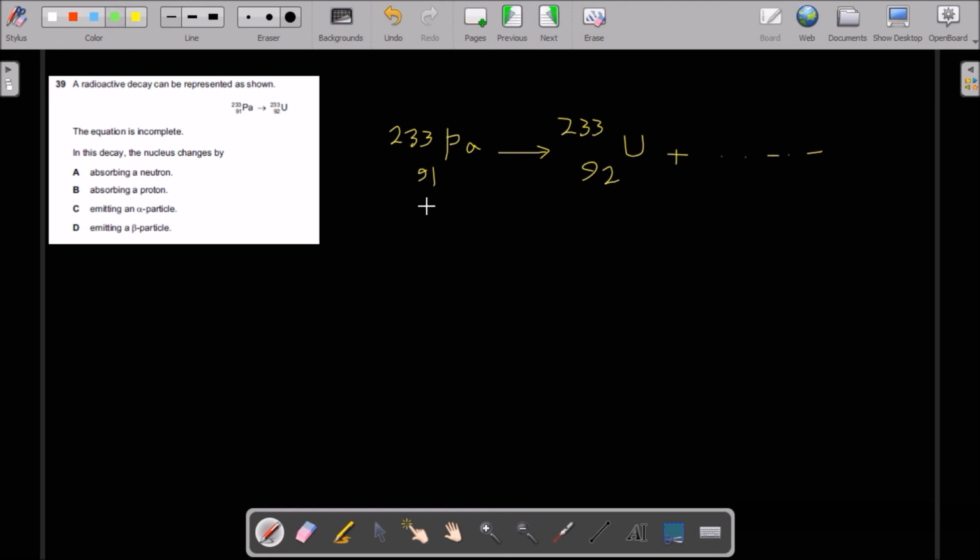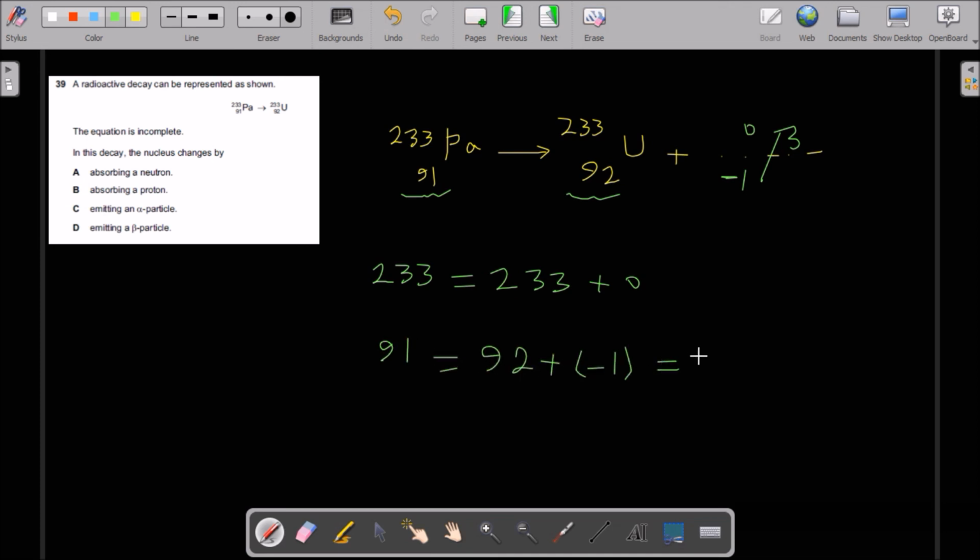If you look at atomic number, you can see here is 91, here is 92. So atomic number increased by 1. This happens for beta particle because beta particle atomic number is -1, and atomic mass is 0. So if you use conservation of mass and charge, you can see that 233 equal 233 plus 0 for atomic mass, and for atomic number 91 equal to 92 plus -1, which is 91. That's why D will be right, emitting a beta particle.